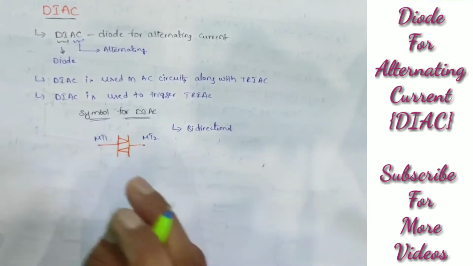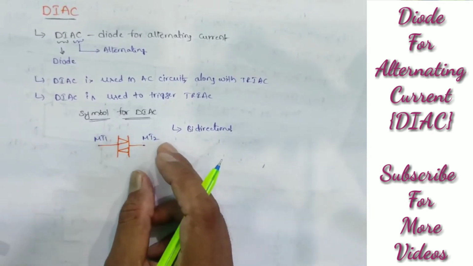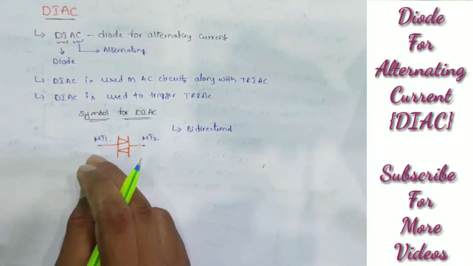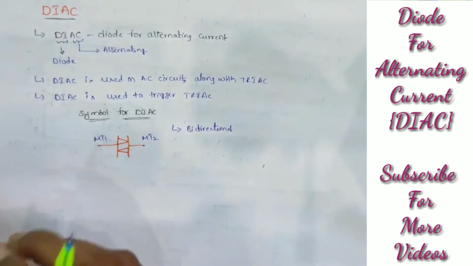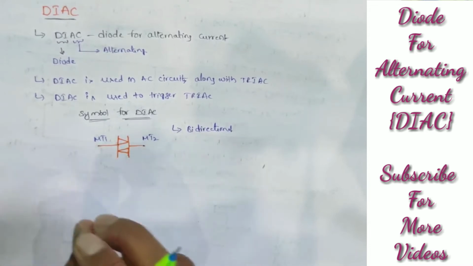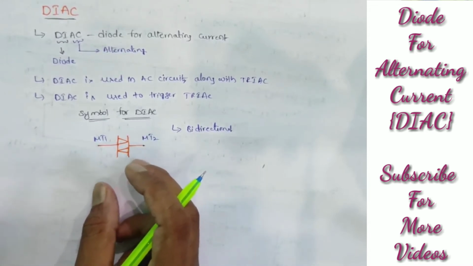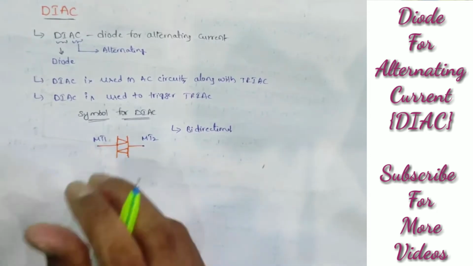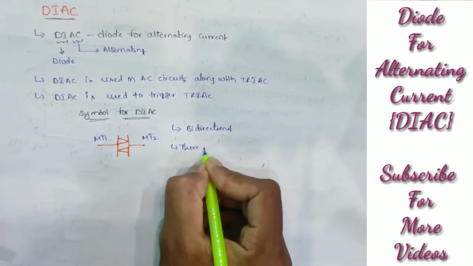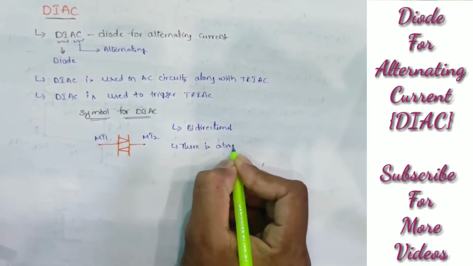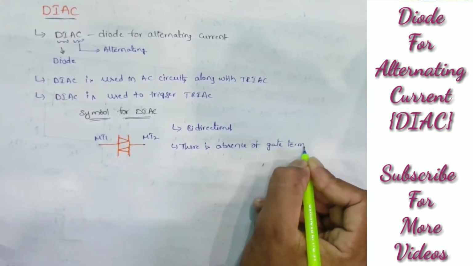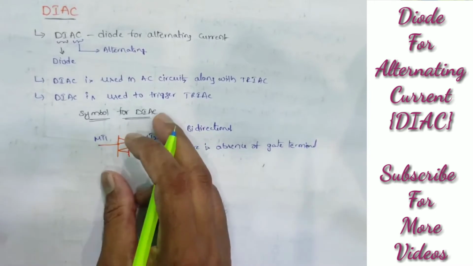That means when MT1 is positive with respect to MT2, it operates, and also when MT2 is positive with respect to MT1, it is also on. So that's why the diac is a bidirectional device, the same as the triac. But in the triac there is presence of a gate terminal, but in the diac there is absence of a gate terminal. This is about the symbol for diac.